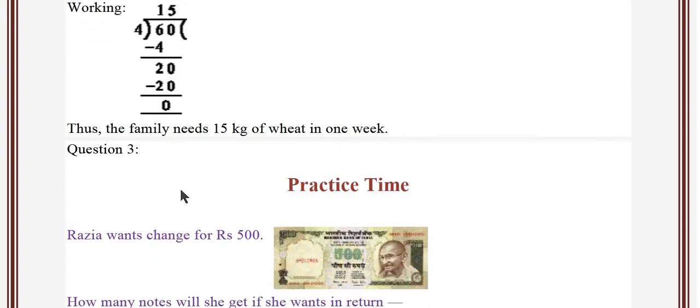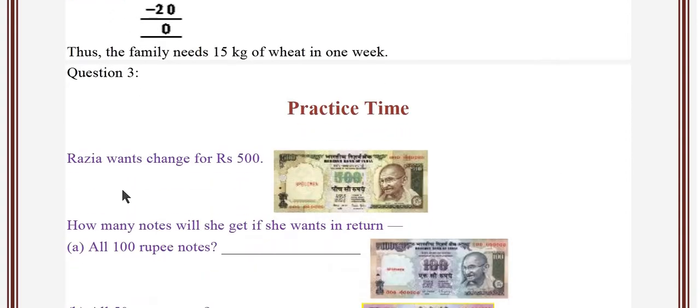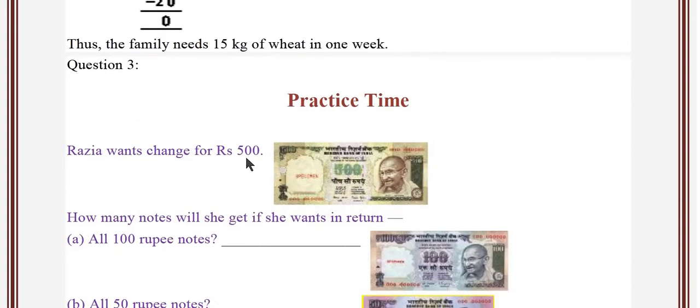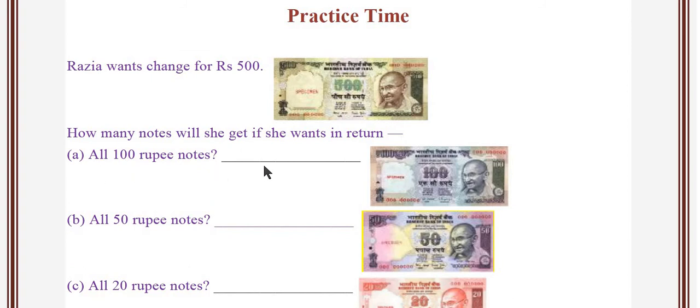Now question number 3, practice time. Razia wants change for rupees 500. Razia has a 500 rupees note. And Razia wants change. If 100 rupees notes are there, how many notes will she get in return? If all the notes are 100 rupees, then 100 into 5 is equal to 500.